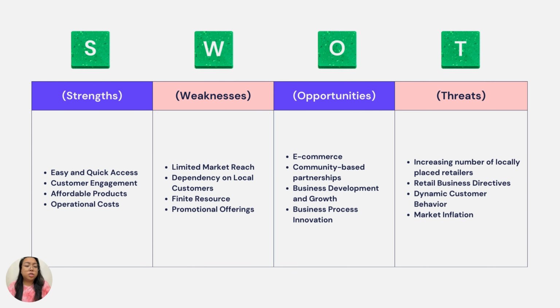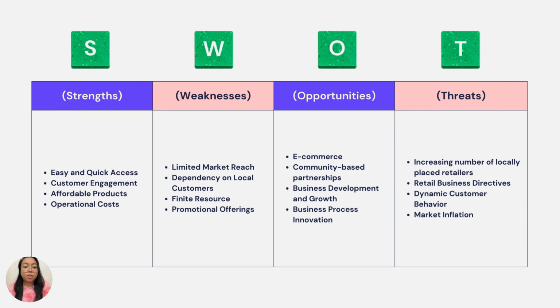Let's go over it and see the SWOT. So this is the SWOT analysis. For the strengths, there is easy and quick access to the goods and services being offered by Bukang Liwayway. There is customer engagement, affordable products, and operational costs. Since it's just a small retail store, the operational costs are minimal or really manageable.